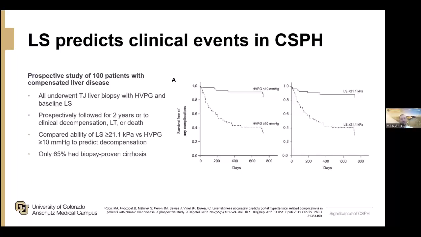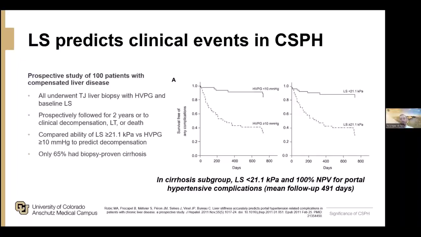And the one thing that I would add is that in this study, because biopsies were done, only 65% of these patients actually had biopsy-proven cirrhosis. So this does underscore that concept of CACLD, where these patients may have portal hypertension even in the absence of cirrhosis. But in those 65% who did have cirrhosis, using that lower threshold had a 100% negative predictive value to exclude portal hypertensive complications in a mean follow-up period of 491 days. So it's probably a good metric, and you'll see numbers that range as low as 20, I think, to make it even safer. But this is the data that supports that.